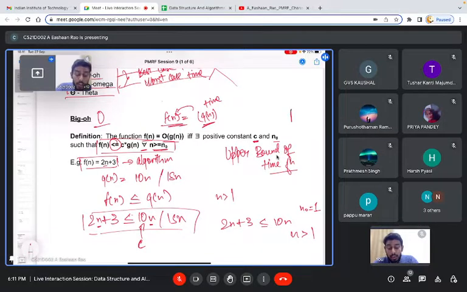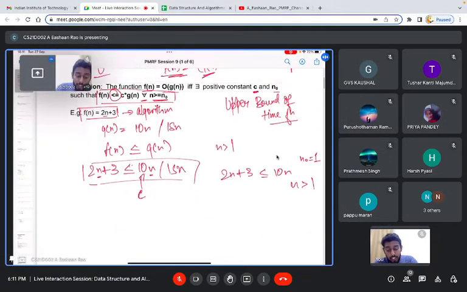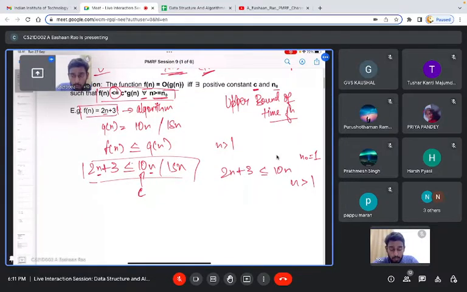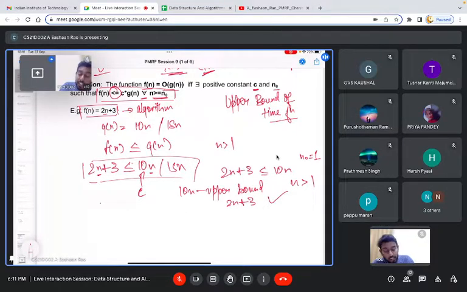Okay, so there are multiple ways to look at it, but we will go slowly towards the upper bound definition. Here, if I say that 10n is the upper bound of 2n plus 3, it is correct. If I say n square is an upper bound, because 2n plus 3 is less than or equal to n square, this condition also satisfies. So we can also say that n square is an upper bound of that.